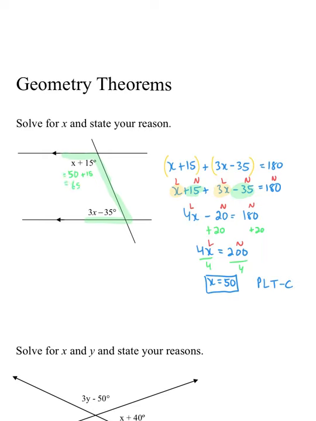So the top angle would be 65 degrees, and the bottom angle would be 3 times 50 minus 35, or 150 minus 35, which is 115 degrees. And these two angles should add to 180. 115 plus 65 does add to 180, so we are correct.